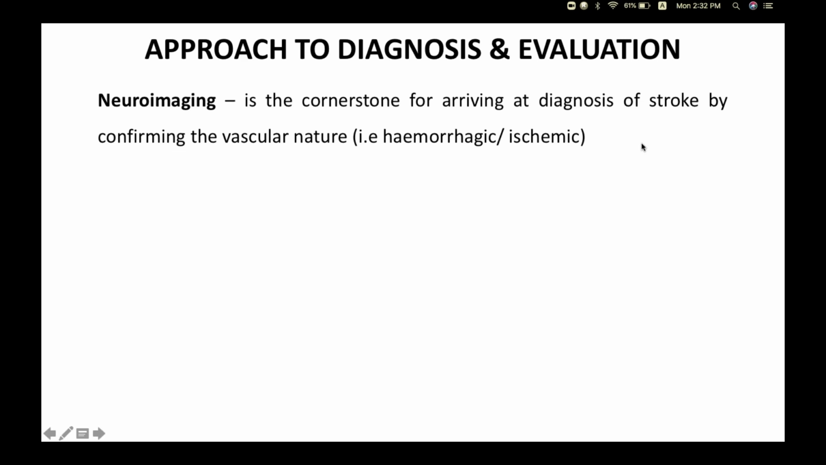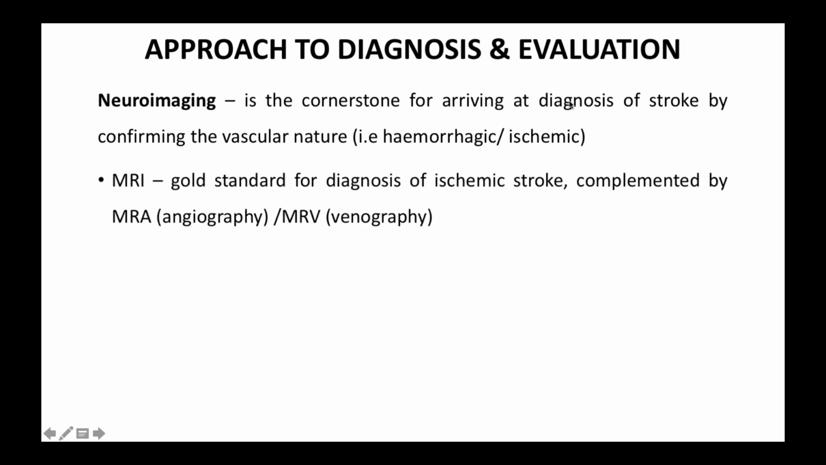Then approach to diagnosis and evaluation. For any child presenting with stroke, presenting with focal neurological deficit, without any other features, we have to do neuroimaging. That is a must. So what do we do in this case? Although MRI is the gold standard investigation, for any child who has presented with us, we have to do a CT where the stroke is strongly suspected.